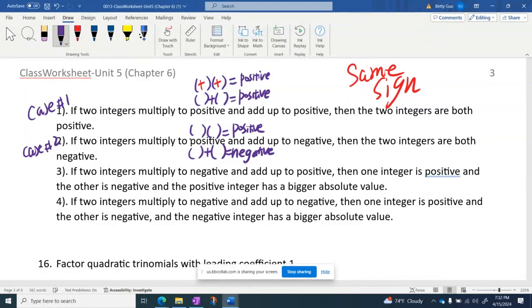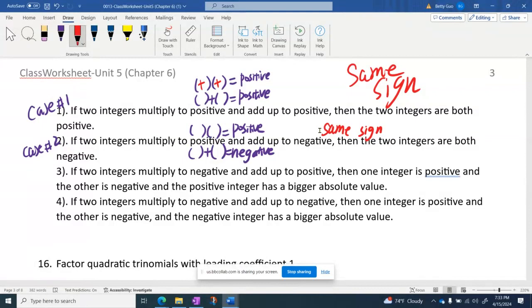In case 2, we need to find the two integers. What do we know about the two integers? We know that they multiply to positive, but they add up to negative. Now, how do we determine the signs for the two integers? Since they multiply to positive, they must have the same sign. Again, if they have an opposite sign, they're going to multiply to a negative number. The reason they multiply to positive is because they both have the same sign.